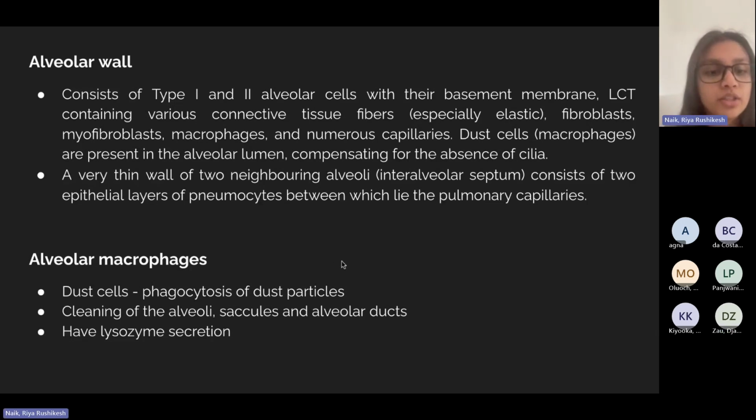Alveolar macrophages. So they are the dust cells, and like the name suggests, dust. They are going to be helping in the phagocytosis of all the dust particles which are present over there. They also help in the cleaning of the alveoli, the saccules, and the ducts. Since they have phagocytosis as their main function, they're obviously going to have lysosomes, because we know that lysosomes are the main organelles responsible for phagocytosis.